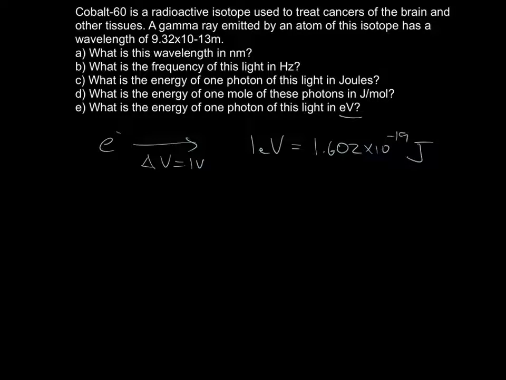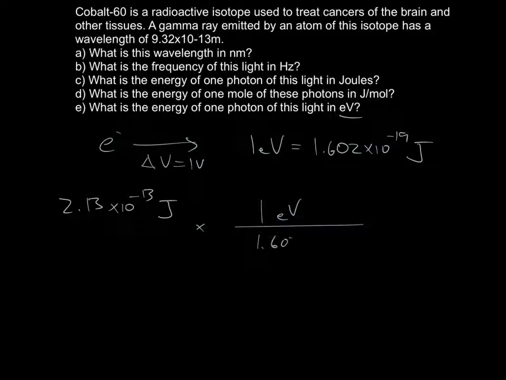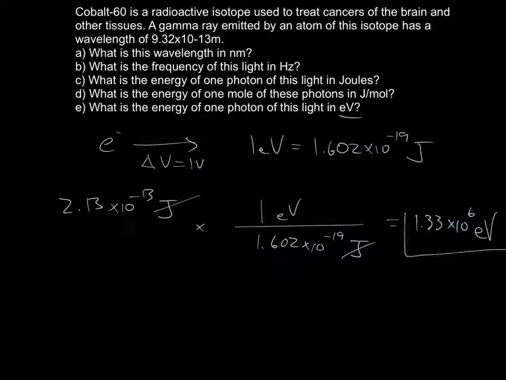To do this, we can use the answer that we got for part C, which again was 2.13 times 10 to the negative 13 joules, and we can multiply by the conversion factor to cancel out joules. So we want joules on the bottom, and 1 electron volt is equal to 1.602 times 10 to the negative 19 joules. Now joules cancel and we get our answer in electron volts, which is 1.33 times 10 to the 6 electron volts. And that's it.